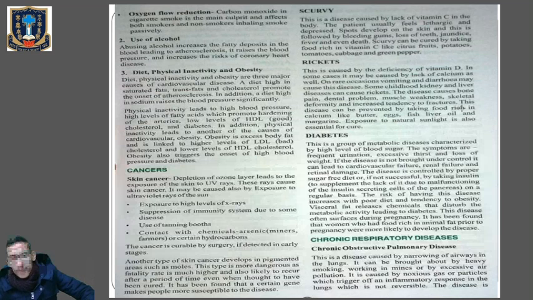Okay, diabetes, the next one, the presence of a high amount of blood glucose level. This is a group of metabolic diseases which are characterized by a high level of blood sugar. Symptoms: frequent urination, excessive thirst, loss of weight. And if the disease is not brought under control, it can lead to cardiovascular failure, renal failure, and retinal damage. That means your heart, your kidney, your eye can be damaged if not treated at the earliest.